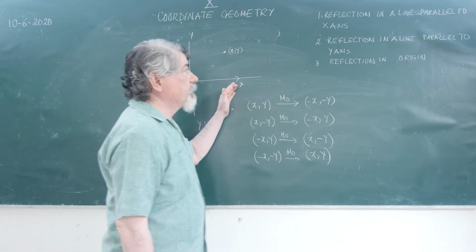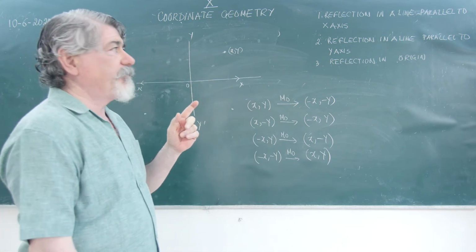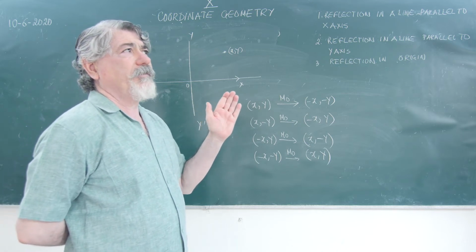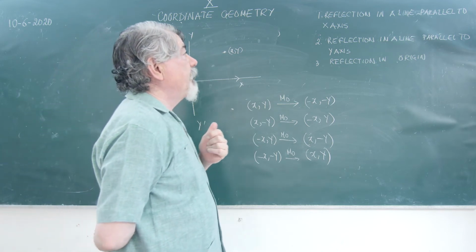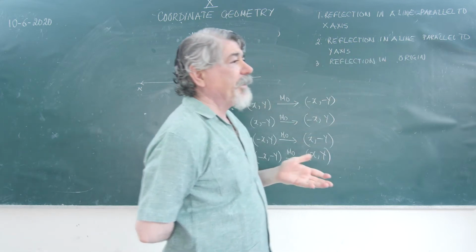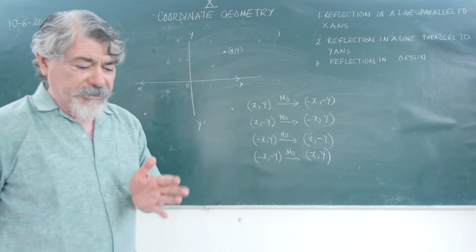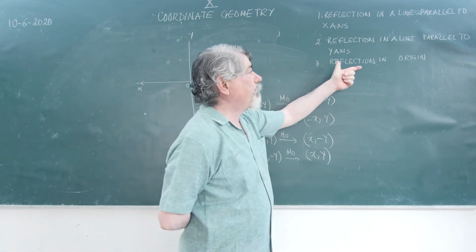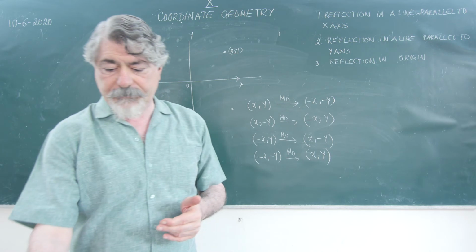So we have discussed reflection of a point in a line parallel to the x-axis: the x coordinate remains the same, the y coordinate will change. So x is x and y becomes minus y plus 2a. And when we reflect a point in a line parallel to the y-axis, the x coordinate will change. It will become minus x plus 2a, and the y coordinate will remain the same. When we are reflecting a point in origin, then both the coordinates x and y will change.